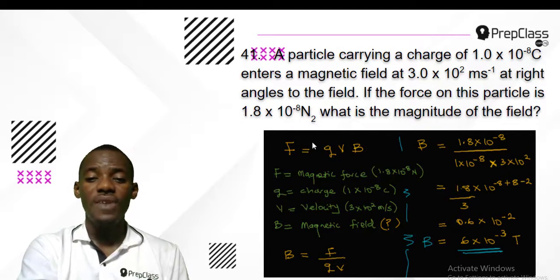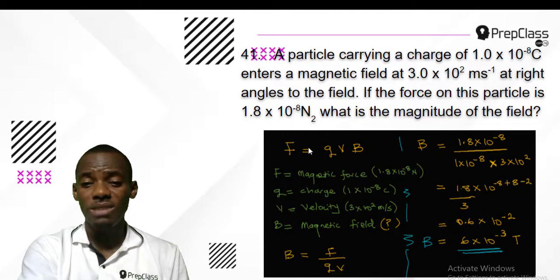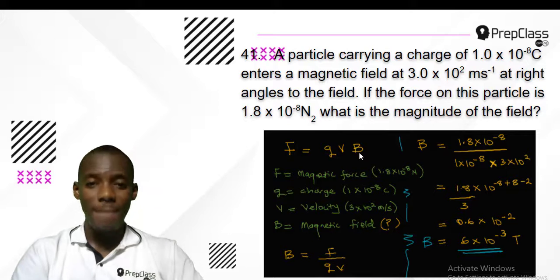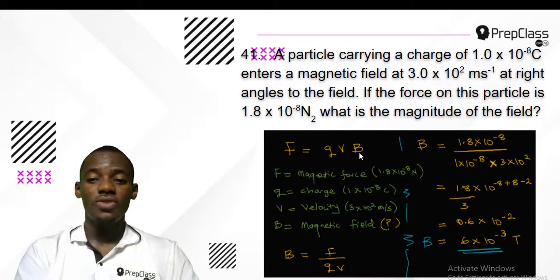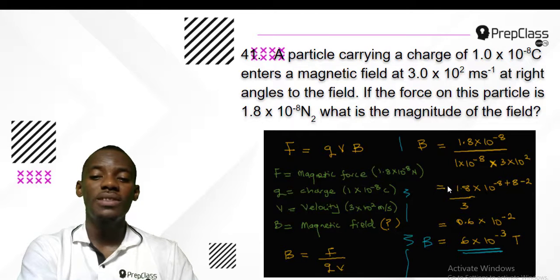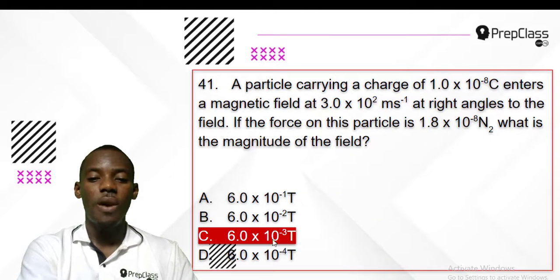Don't forget that everything came from the magnetic formula, force equals QVB. Okay, that is the ultimate formula for any question on magnetic field. And that is the way to answer this question. So our answer is 6 times 10 to the power -3 Tesla. And that is option C.